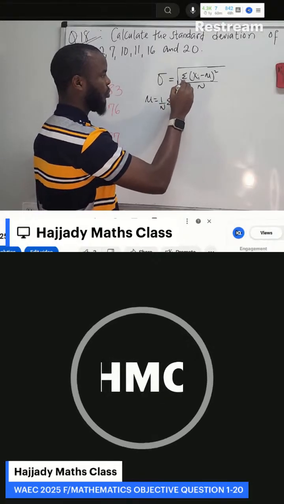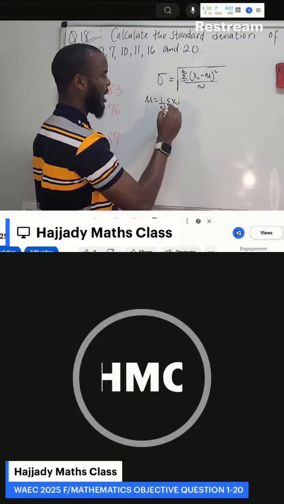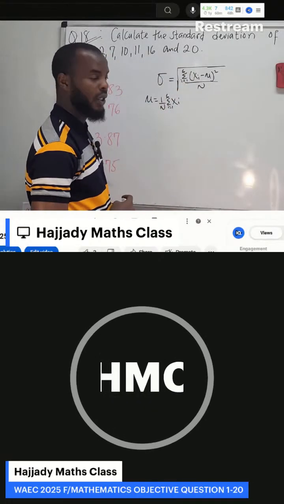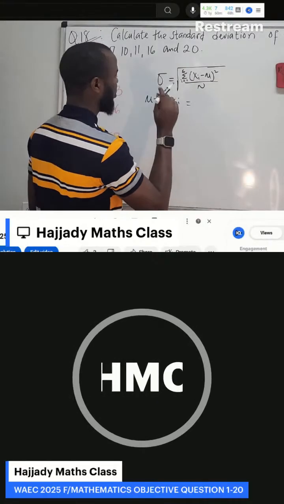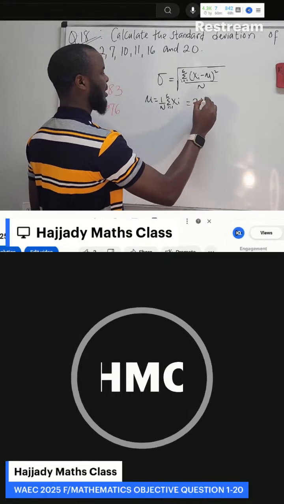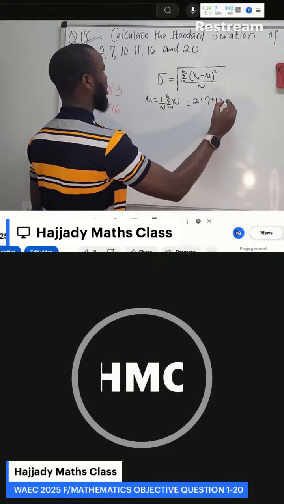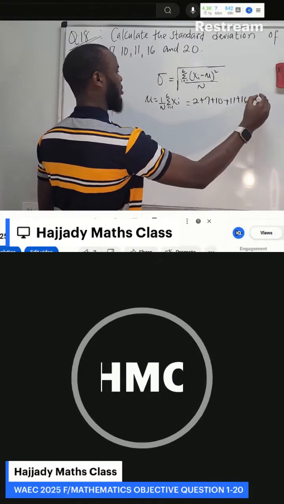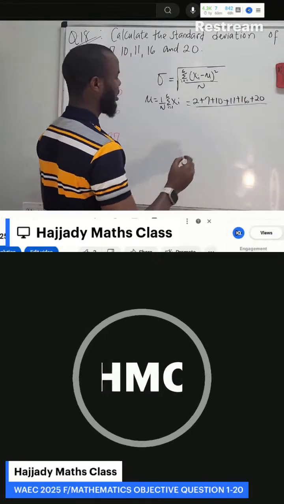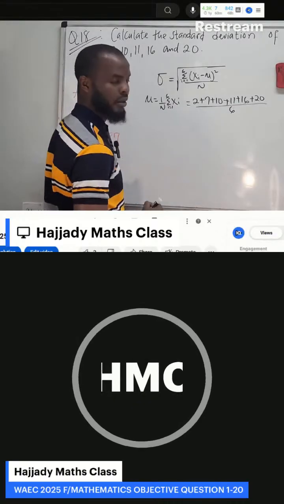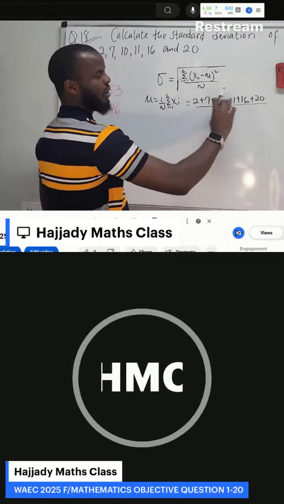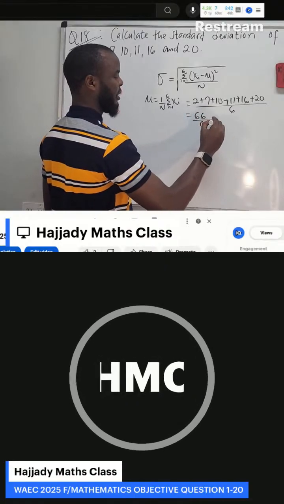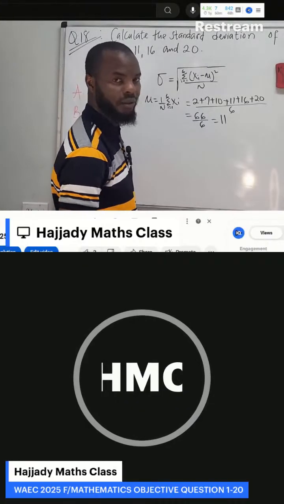Here, i ranges from 1 to 6. Why? Because we have 6 observations. Now, to do this, the summation of xi is 2 plus 7 plus 10 plus 11 plus 16 plus 20. Dividing this by 6. Now, if you add all this together, this should give us 66 over 6. And that makes the mean to be 11.